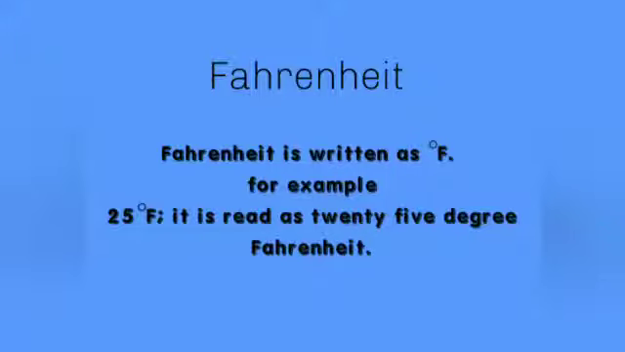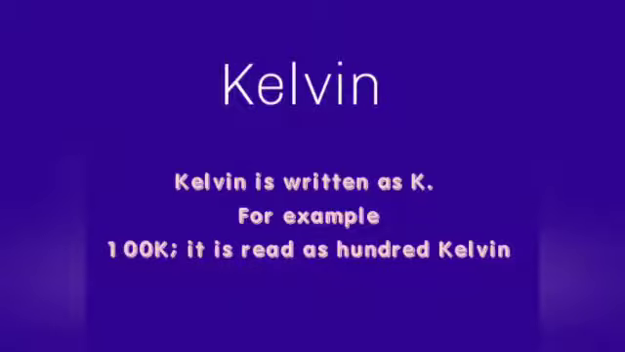Fahrenheit is written as degree F. For example, 25 degrees Fahrenheit, 35 degrees Fahrenheit. The last one is Kelvin. Kelvin is written as just a capital K. For example, 100 Kelvin, 50 Kelvin. This doesn't take a degree along with it. It's just K. So there are three units to measure temperature: degree Celsius, Fahrenheit, and Kelvin. From these three, Kelvin is the SI unit of temperature.